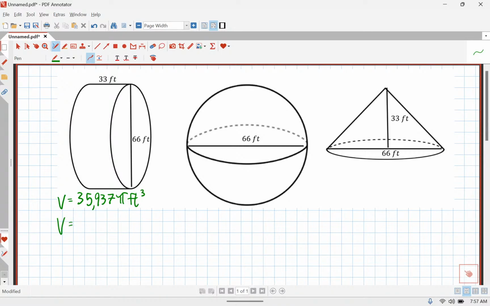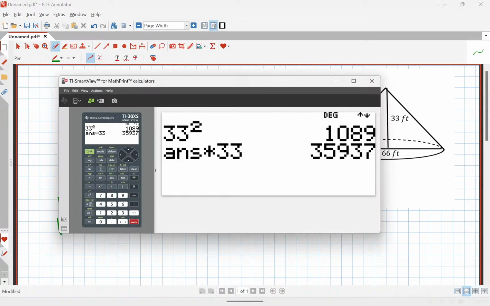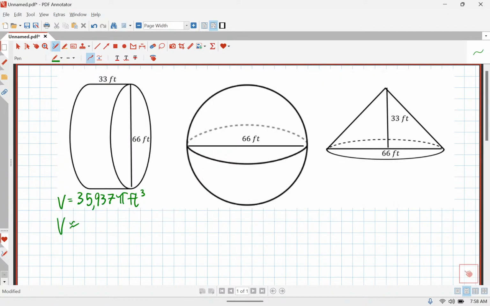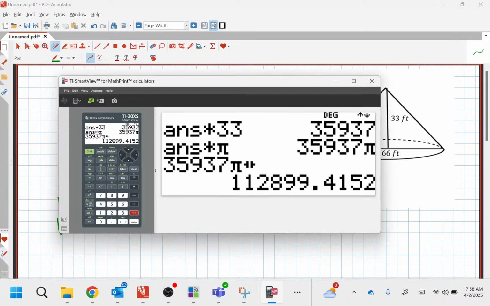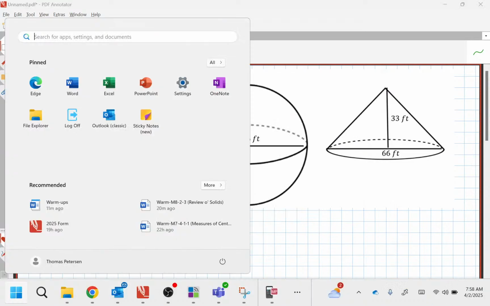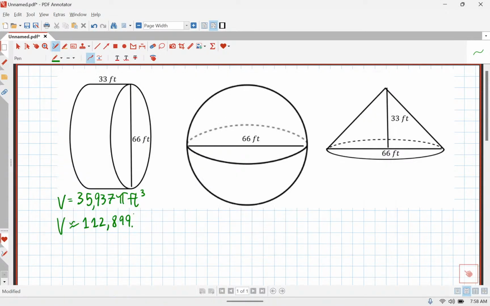What's your favorite approximation of pi, Zoe? The pi button? So, if you do it that way, we're going to multiply it by pi. It's going to tell us that, and we're like, thank you very much. That's about 112,899.415. How many of us were able to get that? Or something in that neighborhood, depending on your approximation of pi.